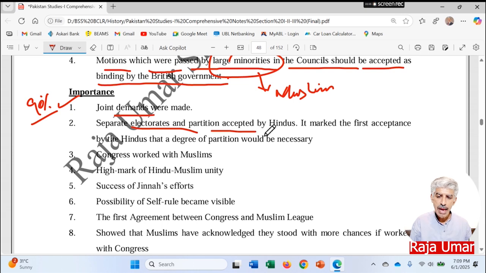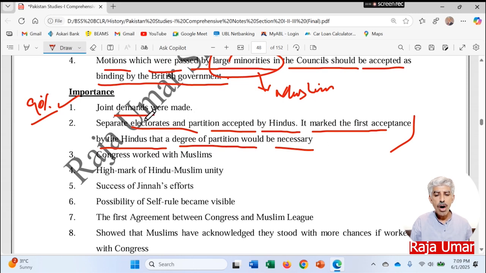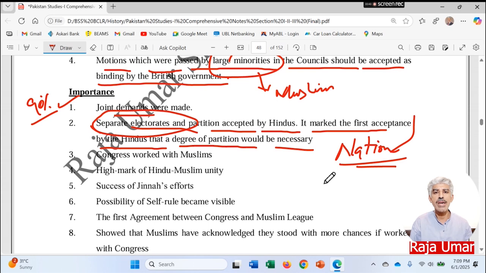The separate electorate and partition accepted by Hindus marked the first acceptance by the Hindus that a degree of partition would be necessary. So it means that if the Hindus had accepted the separate electorate in the Lucknow Pact, the Hindus had accepted the Muslims as a separate nation of the subcontinent, as they had accepted the separate electorate for them. So that was a greater achievement. I believe that this particular event, the Lucknow Pact, was the actual beginning of the partition of the subcontinent, when Hindus accepted the Muslims as the separate nation of the subcontinent in the form of just accepting the separate electorate.